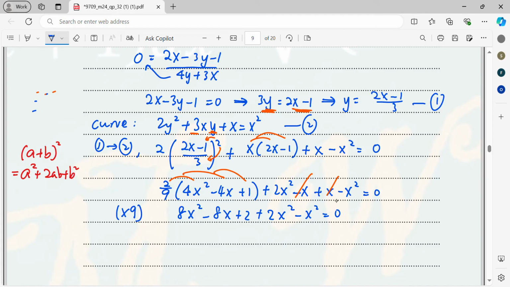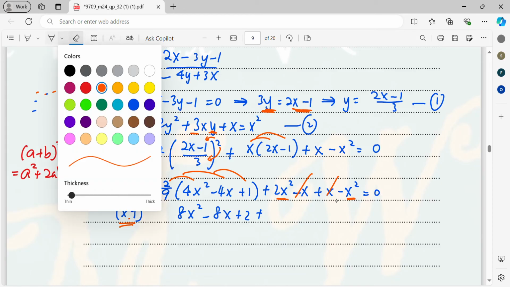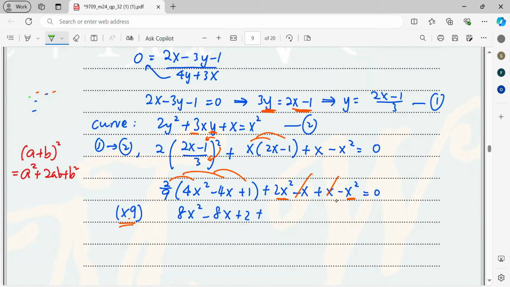Okay, so from here, because I times 9, mistake here. I times 9, that means this 9 must times these two terms. So basically, before I times, the 2x squared and minus x squared, these two terms can be simplified into 1x squared. So the 1x squared times 9 will be plus 9x squared. That will be my simpler form. Now simplify the first and last term. 8x squared plus 9x squared is basically 17x squared. Then minus 8x plus 2 equals 0.